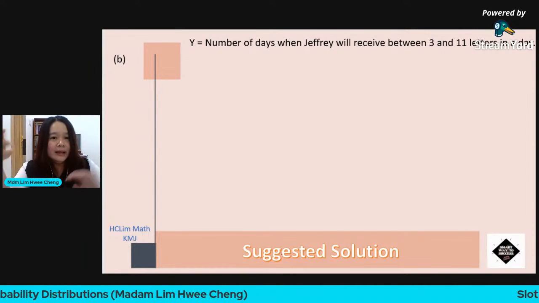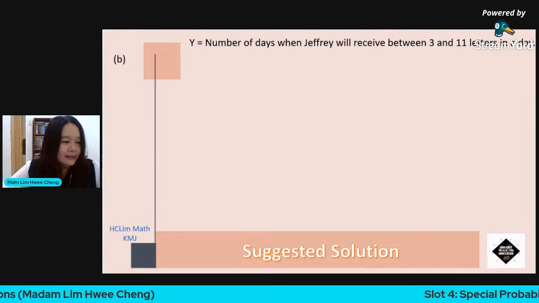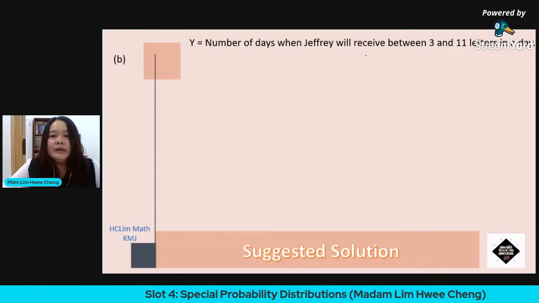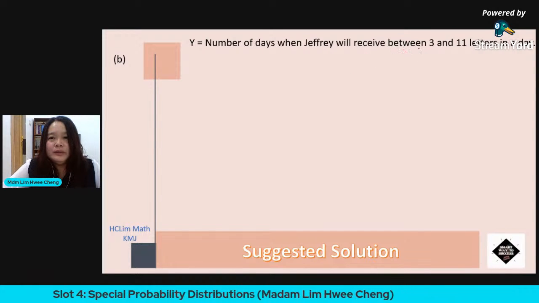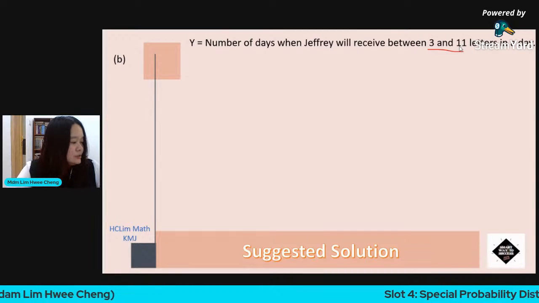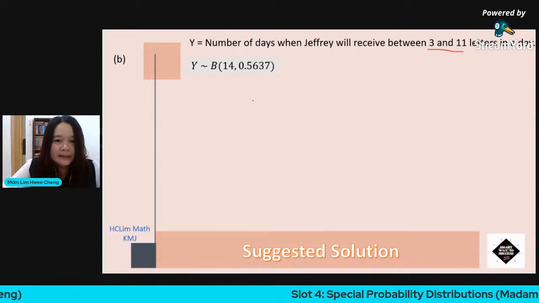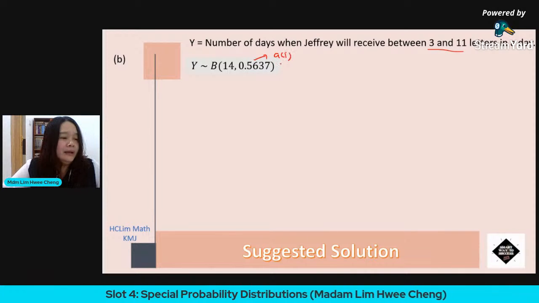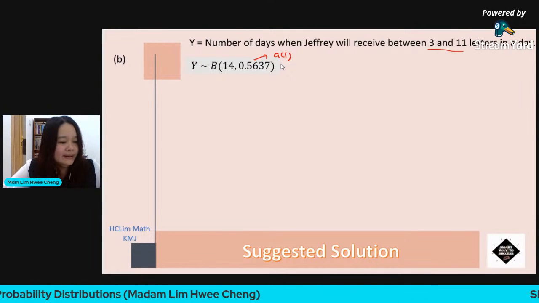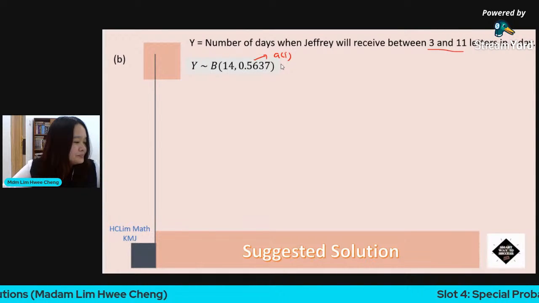B has changed, right? It has changed to the number of days. Earlier we talked about the number of letters, now we talk about the number of days. When Jeffrey received between 3 and 11 letters here, we change the variables to the normal distribution. Where do we get this from? We get it from part A, where we used the Poisson to calculate.